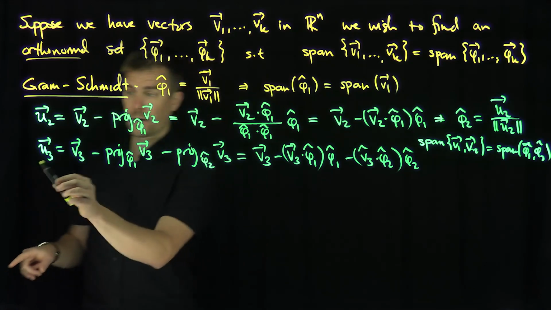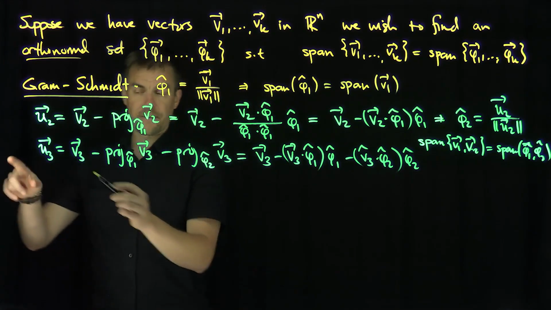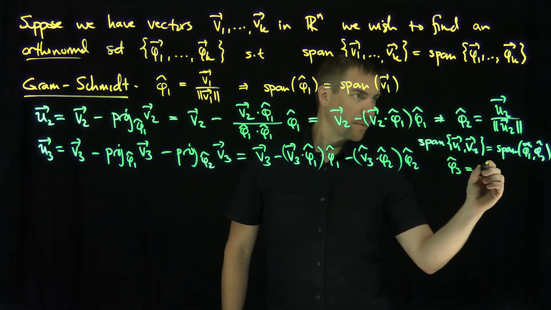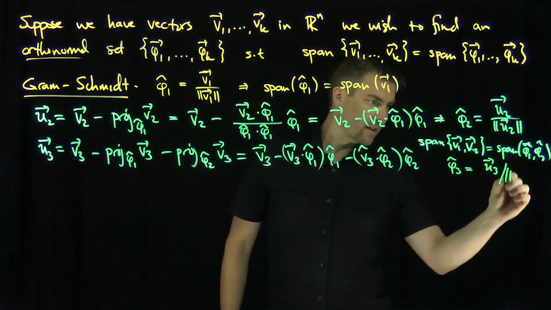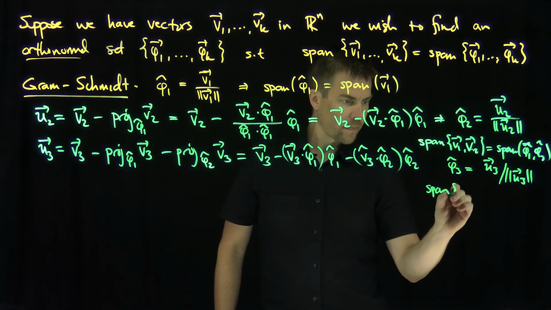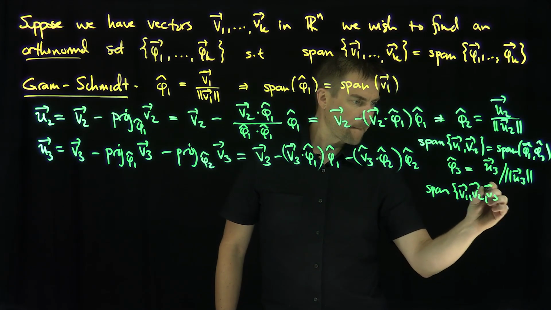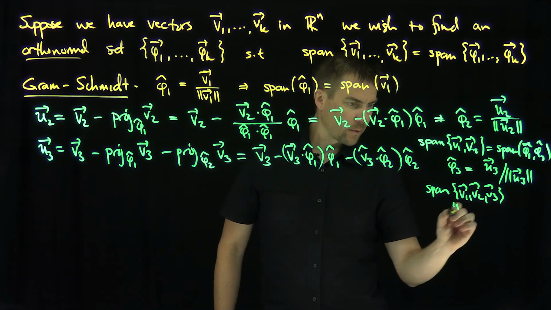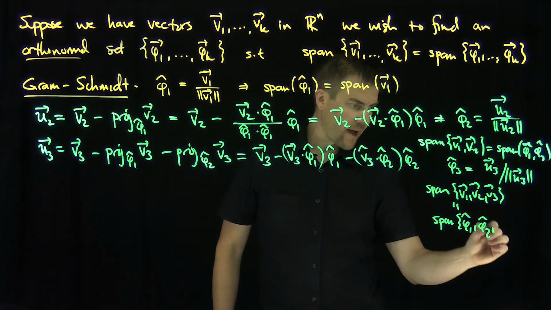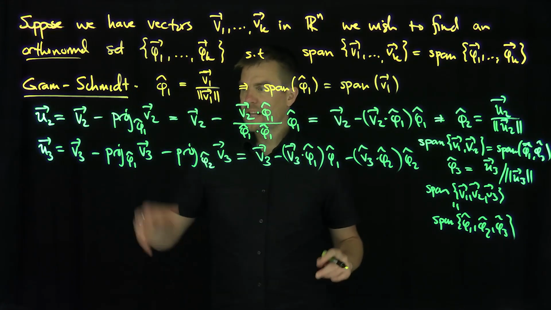So this vector over here, u3, is perpendicular to both phi 1 and phi 2. And I know that if I normalize this, if I look at phi 3 hat, it's going to be u3 over the length of u3. Then the span condition is the same, right? The span of v1, v2, v3 is equal to the span of phi 1 hat, phi 2 hat, phi 3 hat. Trivially, okay? And of course, that makes it normal, right?